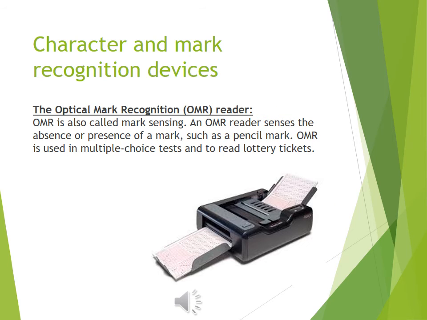The second device is the optical mark recognition reader, which is known as OMR reader. OMR is also called mark sensing. An OMR reader senses the absence or presence of a mark, such as a pencil mark. OMR is used in multiple choice tests and to read lottery tickets.